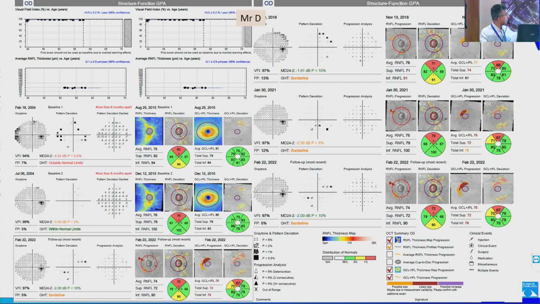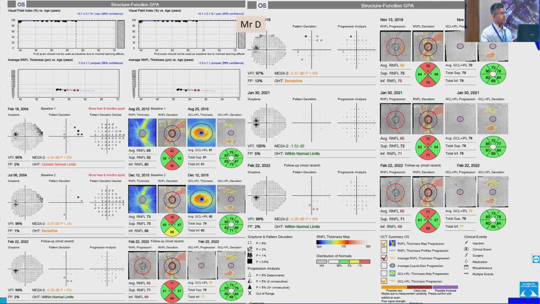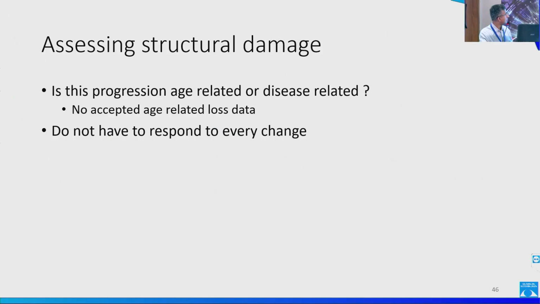And this is his combined progression report for both the visual field and the OCT. It looks a little busy. I don't want you to get very confused with it, but you can see on the lower pictures that the OCT is showing some change, especially on the GCC. This is in the other eye. So now the question becomes, you are seeing this progression on an OCT. He's getting worse. And the question is, is this progression age-related or disease-related?